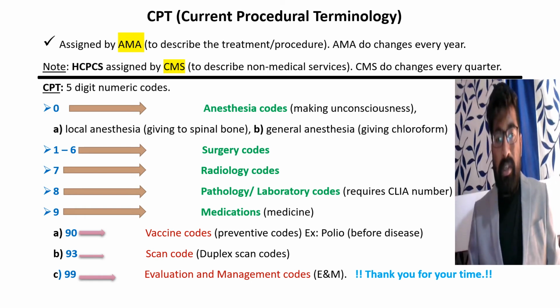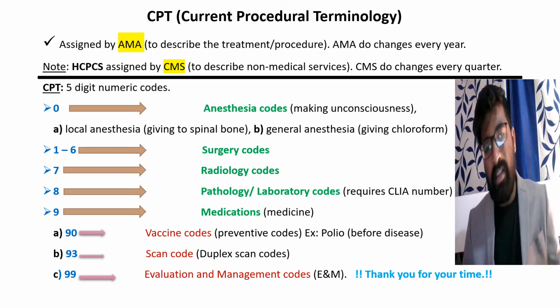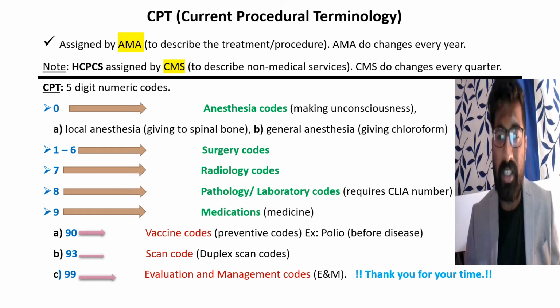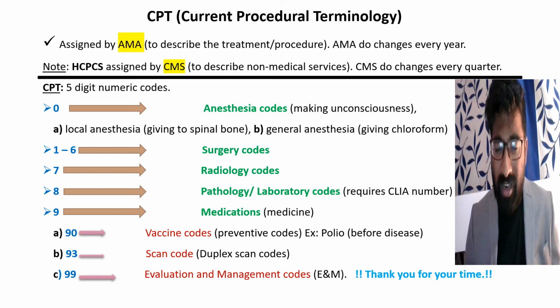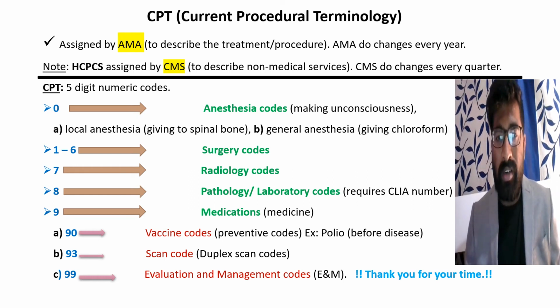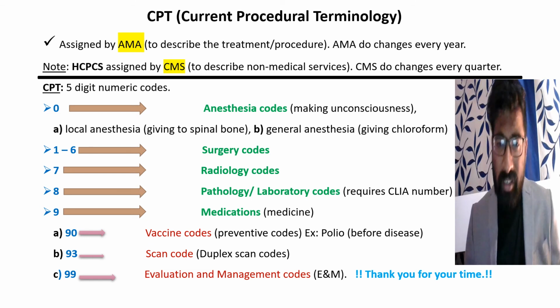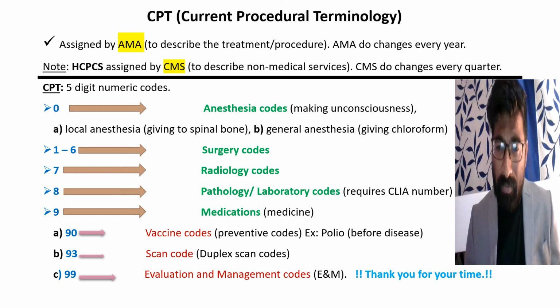So coming to CPT. CPT is a 5-digit numeric code. If CPT codes start with 0, those are called anesthesia codes. Anesthesia is nothing but making someone unconscious. So they are giving local anesthesia, which is nothing but giving the drug to our spinal bone. Coming to the next one, general anesthesia, where they are giving the drug in the form of chloroform.